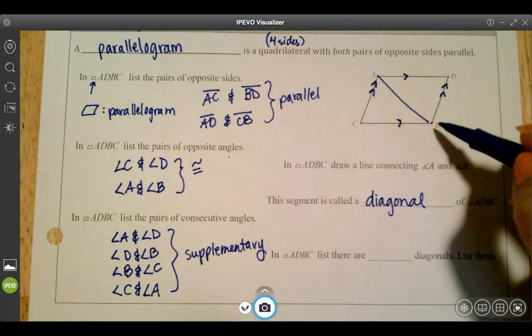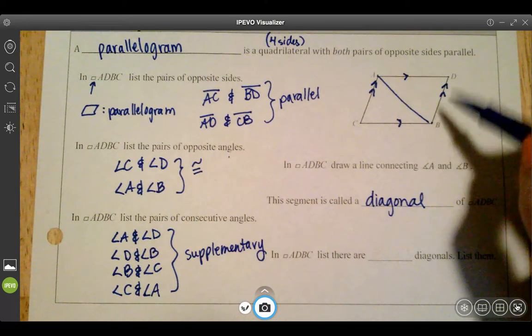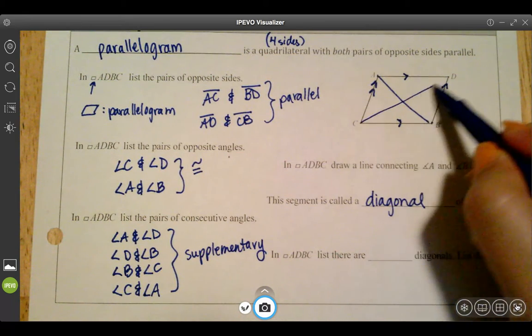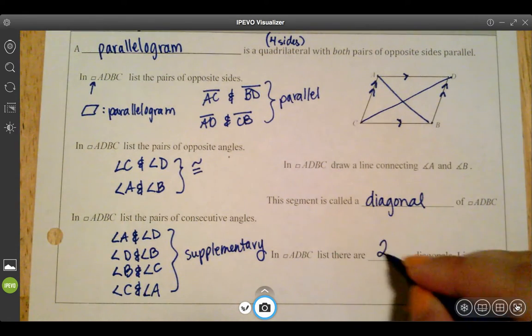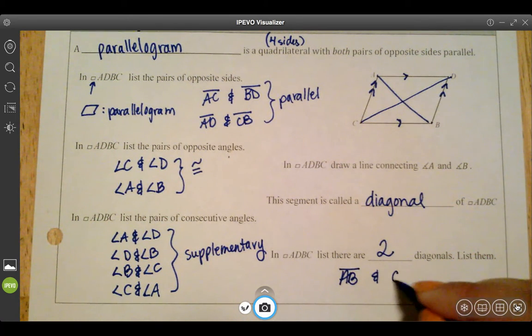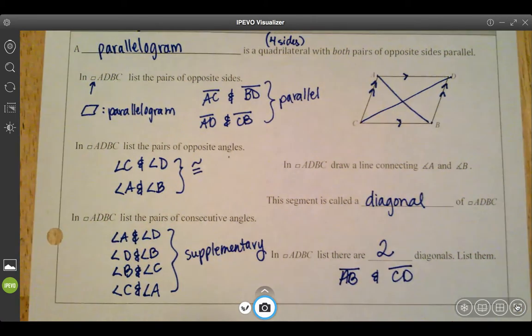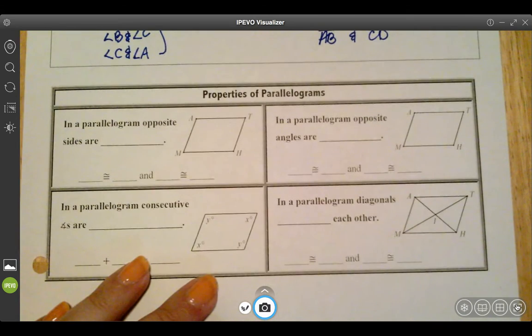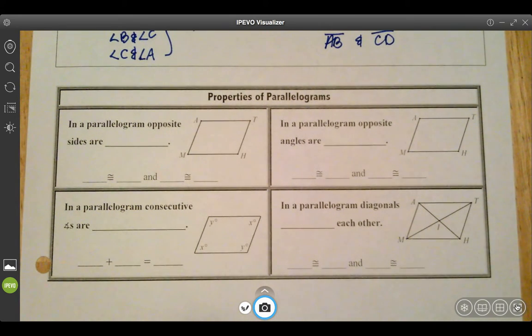Well, we have AB. We also have CD. So there are two diagonals, AB and CD. So let's look at some of these properties. Now, some of these we've already discussed, but it never hurts to repeat them because you're just learning them. So you should repeat them as often as possible.